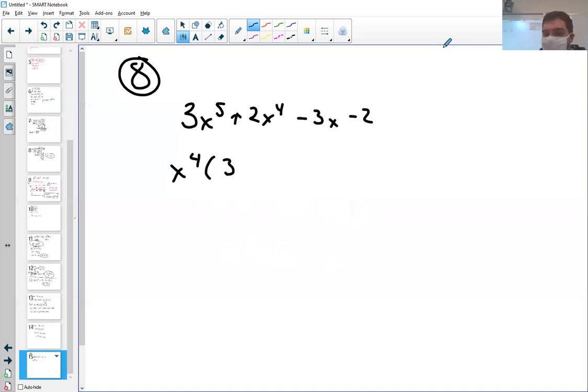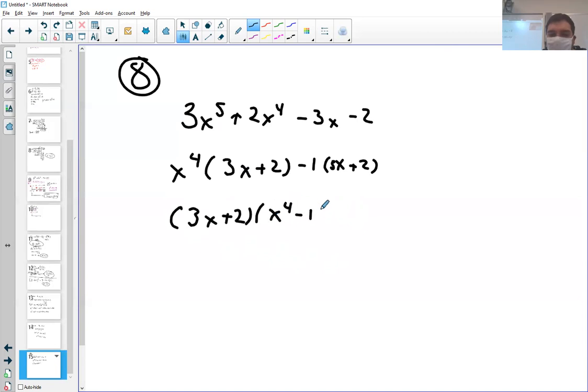Can you finish this problem? Sure. So this is going to be 3x plus 2, and then the other one is going to be x to the fourth minus 1. How did you get there? I took out an x to the fourth, factoring by grouping. 3x plus 2 times x to the fourth minus 1.